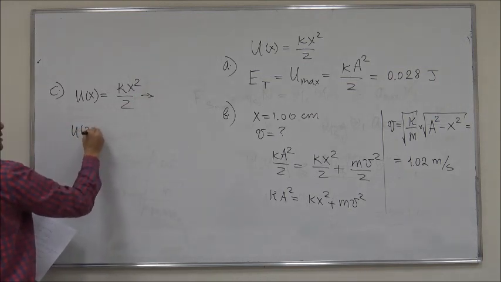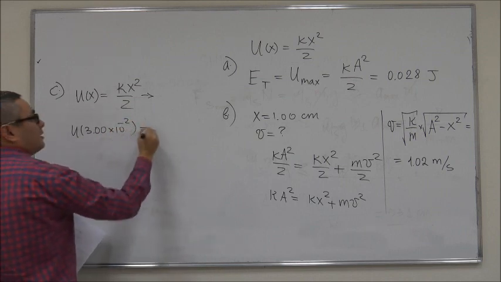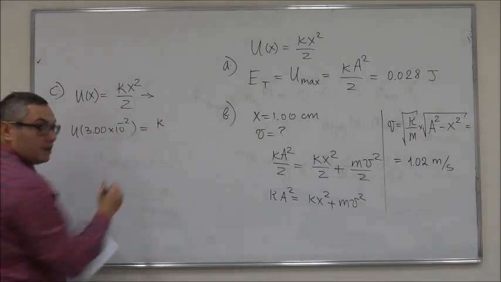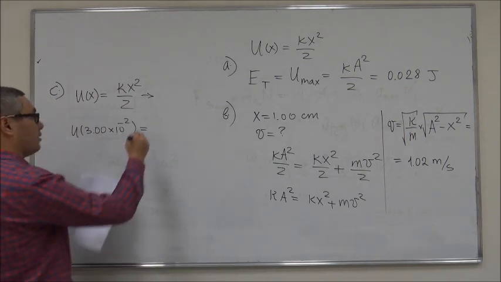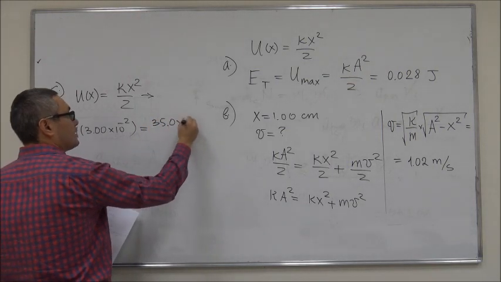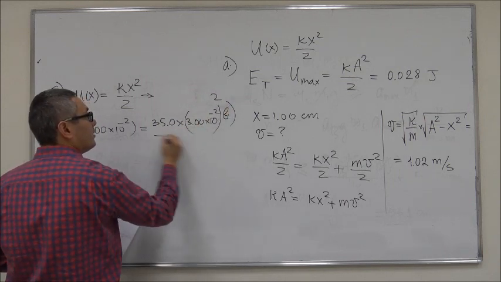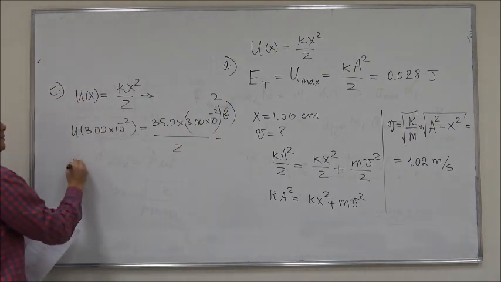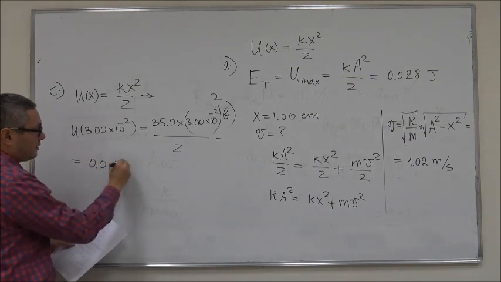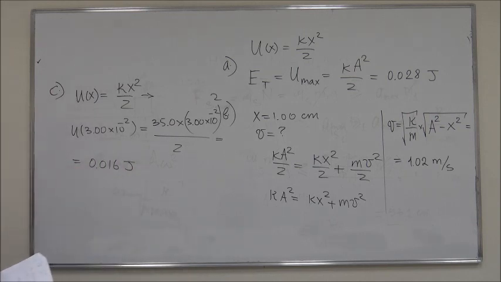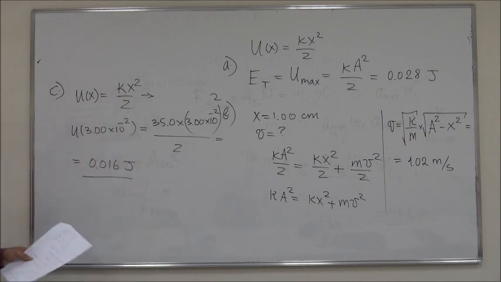So U at 3 centimeters, that's 3 × 10⁻² meters, is equal to k, well, we know the value of k, so let's just substitute for the number, that's 35 times (3 × 10⁻²) squared over 2. So this gives you 0.016 joules. Okay, so this is the potential energy of the oscillator at x equals 3 centimeters.